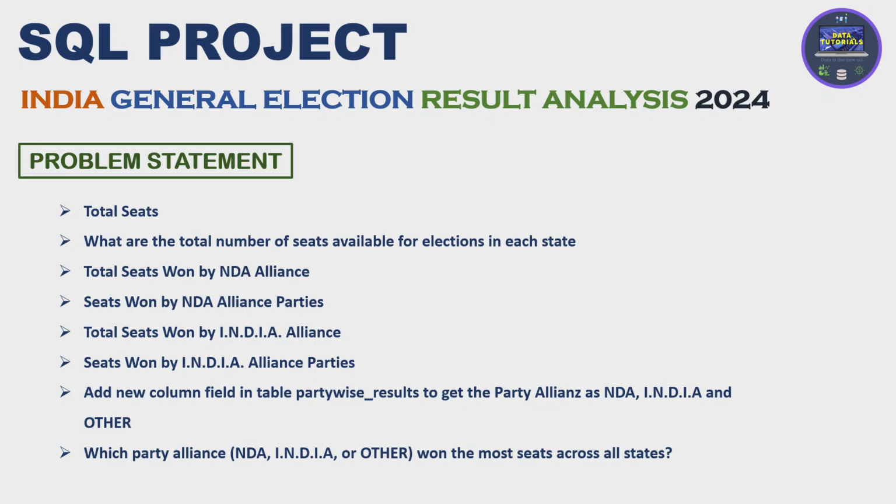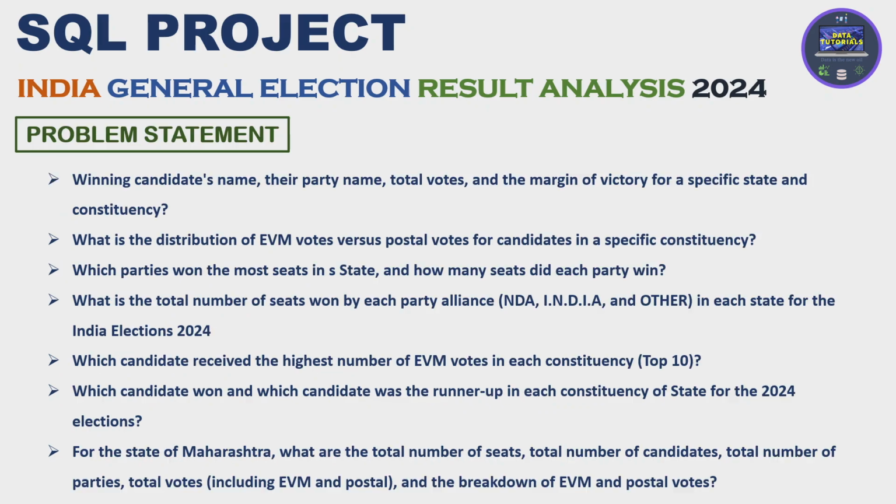So these are the main problem statements which we are going to find out. We have five tables on which we are going to perform different joins and other operations over here, right? So this is the first set of problem statements.